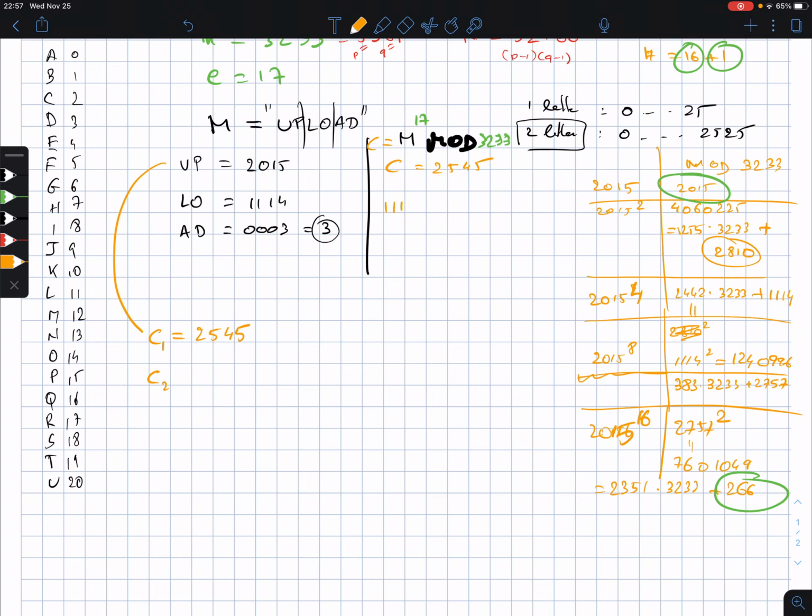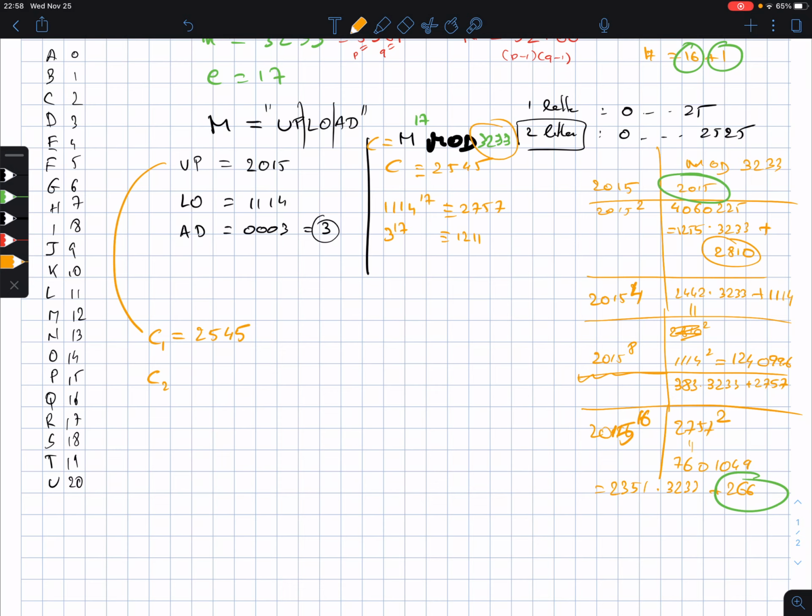What is it for? So we have to do 1114 to the power 17. Okay, and that as I said, I'm not going to do this anymore. 1114 to the power 17, that is 2757. This is always modulo this number, right? And then it's finally 3 to the power 17, that is 1211.